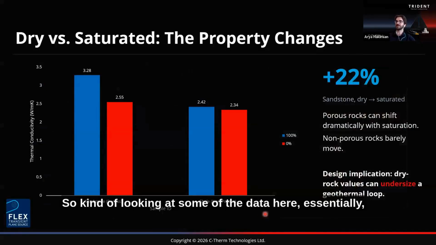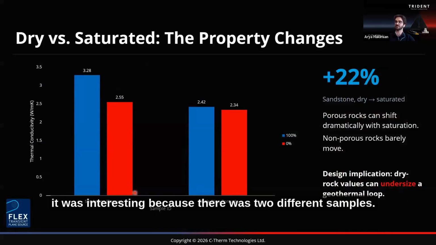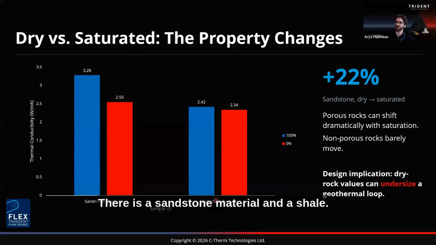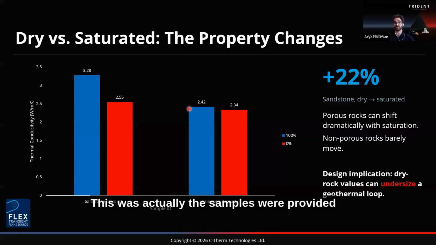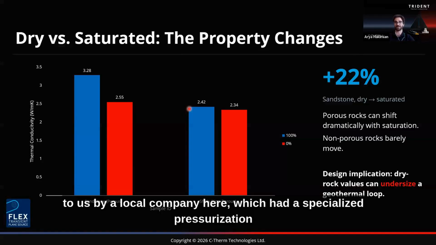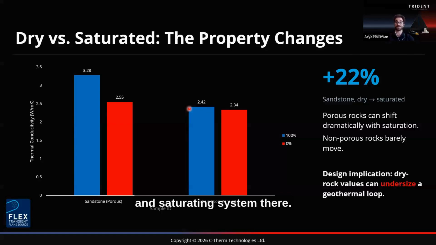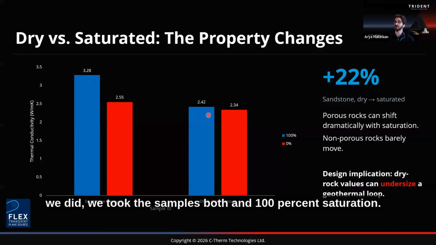Looking at some of the data here, it was interesting because there were two different samples. There was a sandstone material and a shale. We first tested them both in the saturated state. These samples were provided to us by a local company here, which had a specialized pressurization and saturating system. And essentially what we did, we took the samples both at 100% saturation.